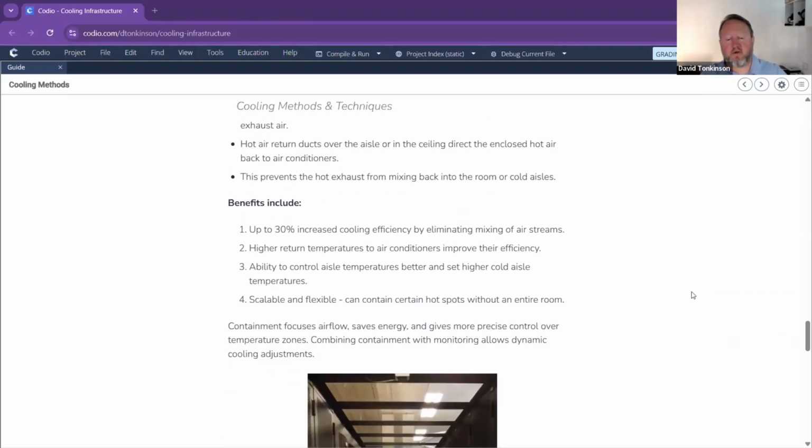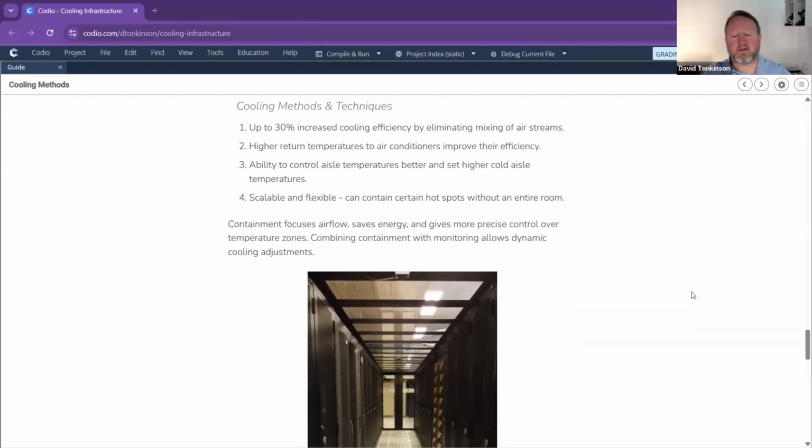So if you improve your airflow, you can expect up to 30% increase in cooling efficiency. Don't mix your air systems. Keep cold, cold, hot, hot, 30% increase. Man, who would not want a 30% increase? That's a massive amount of money. So you get a higher return on the temperature for air conditioners, improve their efficiency, and you get an ability to control the aisle temperature.